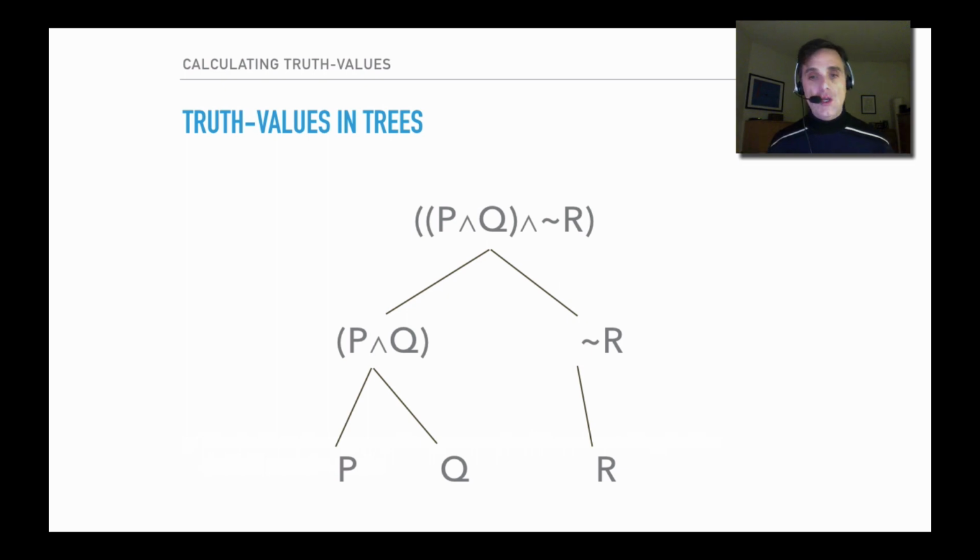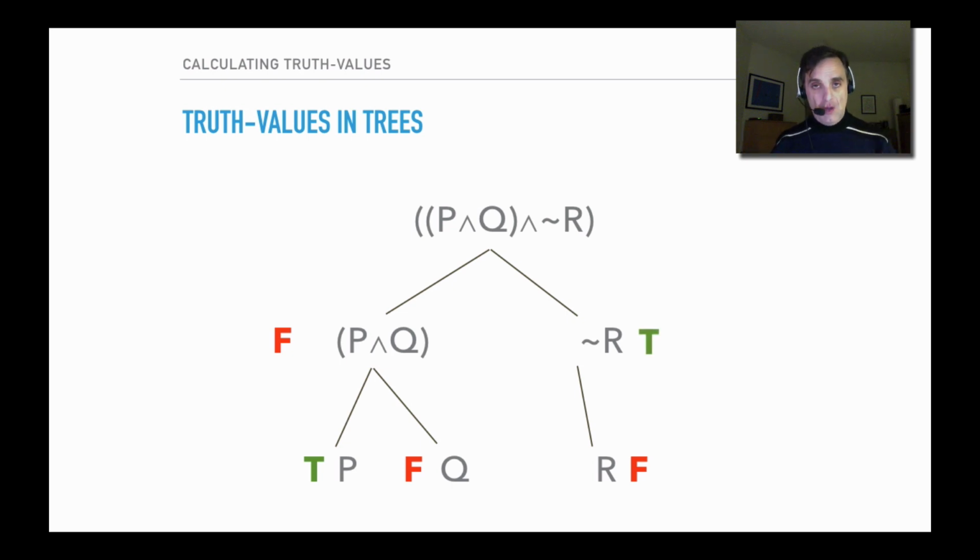Okay, now let's suppose that we knew what the truth values of P, Q, and R were. Suppose that P was true, and Q was false, and R was false. Okay, well, if P is true and Q is false, then what's the truth value of P and Q? It's false. The only way the conjunction P and Q is true is if both of its parts are true, but one of its parts is false, namely Q, and so the conjunction P and Q is false. And what about not R? Well, R is false, and the negation reverses the truth value, so not R is true.